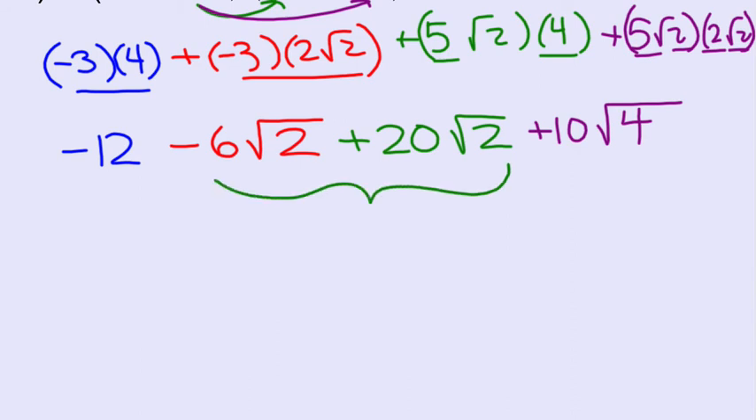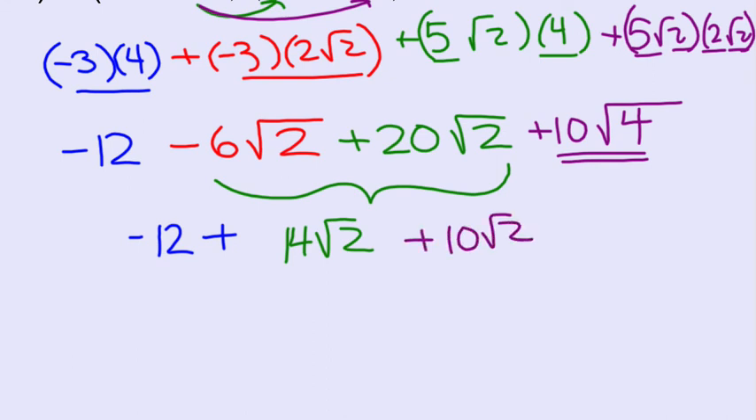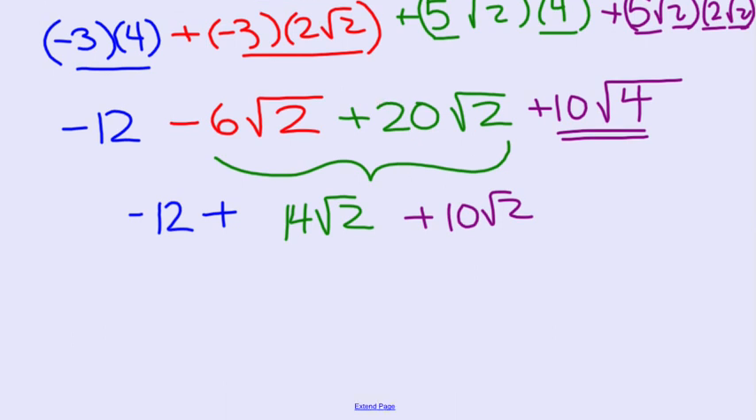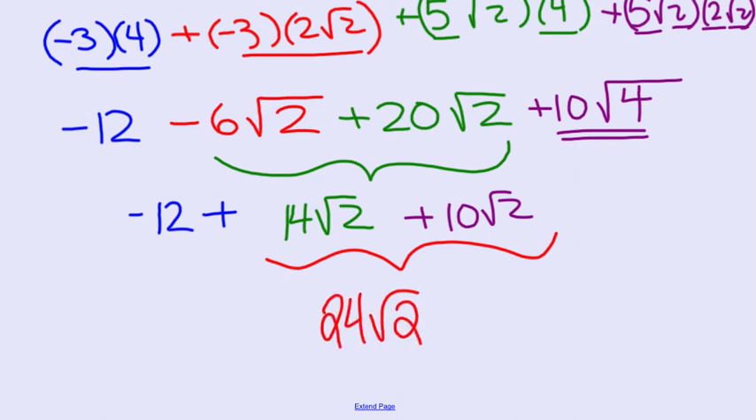-6 plus 20 is 14 square roots of 2. It's going to bring down this -12. And then this 10 square roots of 4, the square root of 4 is 2. Now what happens, we have another pair of like terms right here. 14 square roots of 2 plus 10 square roots of 2 is 24 square roots of 2. And then we have that -12.